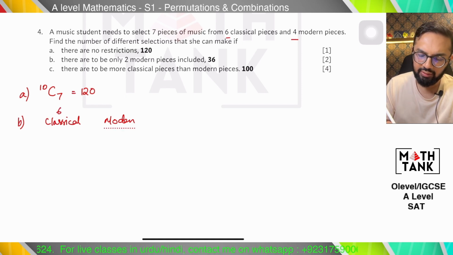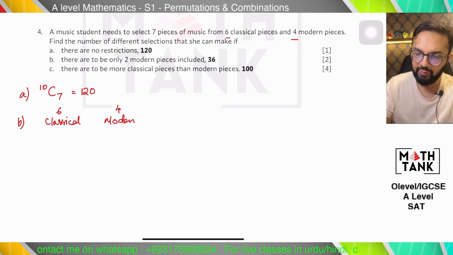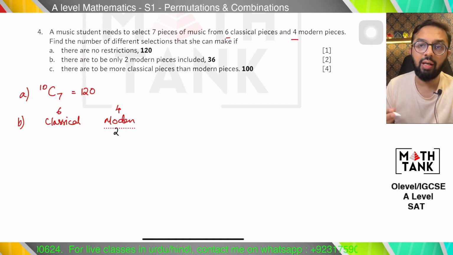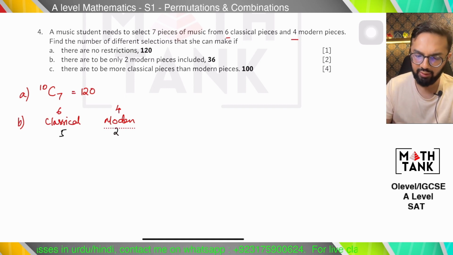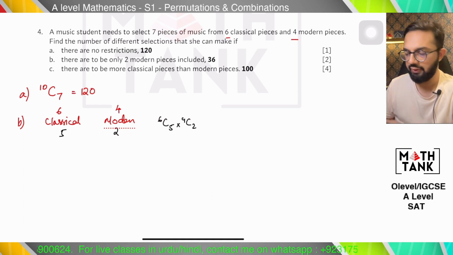So I have 6 classical pieces and 4 modern pieces. I can only select 2 modern pieces. That means all the rest should be classical pieces. So 4. Okay, so I get 6C4 into 4C2. Let's see if that gives us a correct answer.